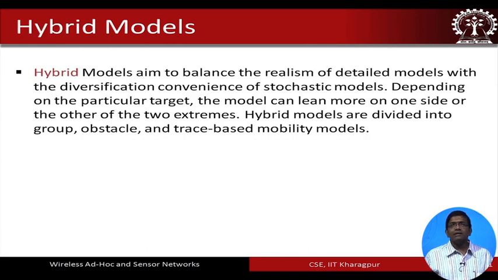Hybrid models, as the name suggests, basically are designed to balance the realism of detailed models with the diversification convenience of the stochastic models. So, depending on the particular target, the model can lean more on one side or the other of the two extremes. Hybrid models are divided into group based models, obstacle based models, and trace based mobility models, some of which we are going to elaborate further today.